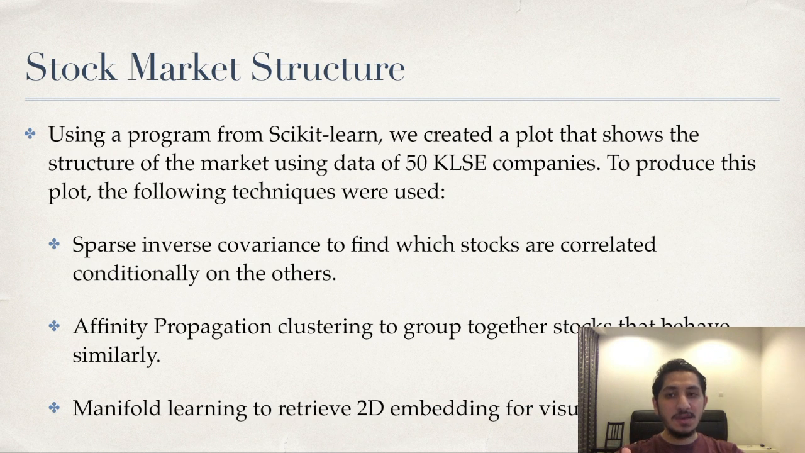Also, we did something similar to clustering, where we used a program from scikit-learn to represent the structure of the stock market. To do so, we used 50 KLSE companies and many techniques. For example, we used sparse inverse covariance to find which stocks are correlated conditionally on other stocks. We used affinity propagation clustering to group together the stocks that behave similarly, and also we used manifold learning to obtain the 2D embedding, to produce the 2D visualization so we can see it.